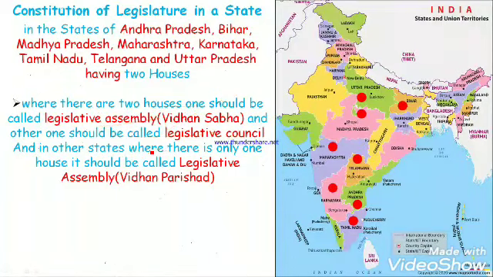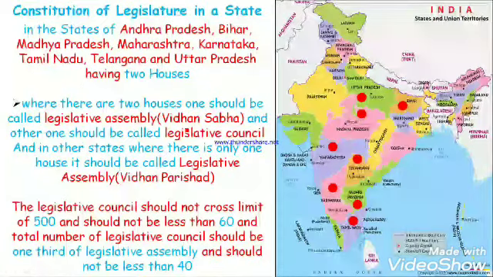So what do you mean by all these terms? For example, in a state, whenever you have to make a law, you have to go to the parliament of that state. In some states like Madhya Pradesh and Maharashtra, there are two houses in which the bill has to be passed to enact a law in a particular state.